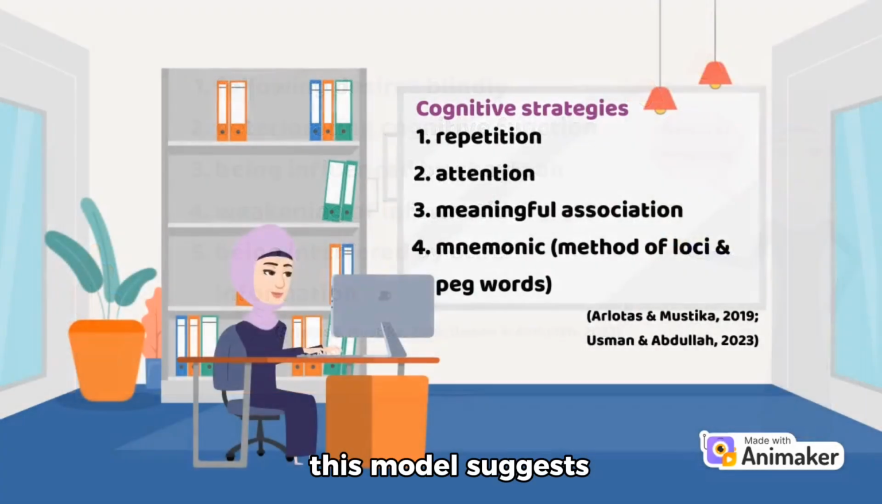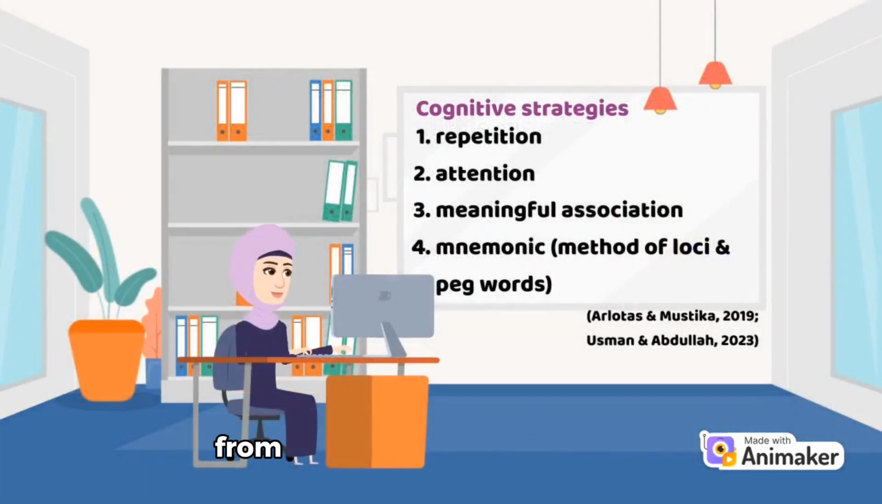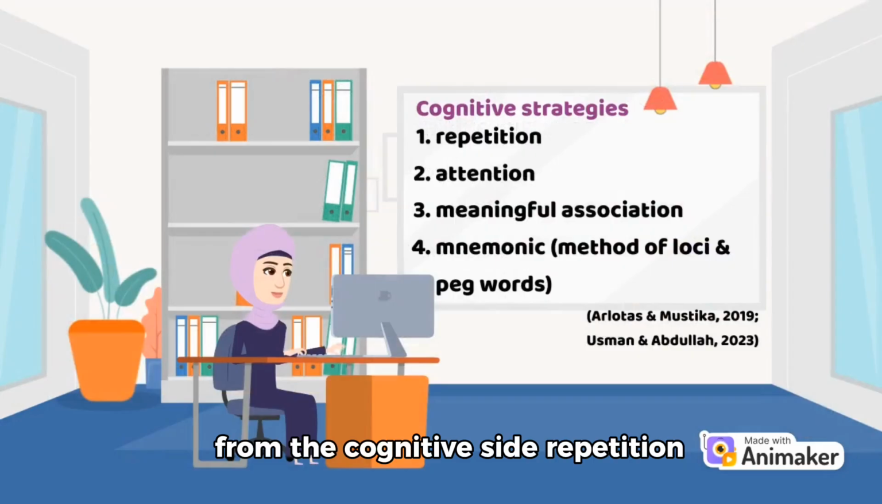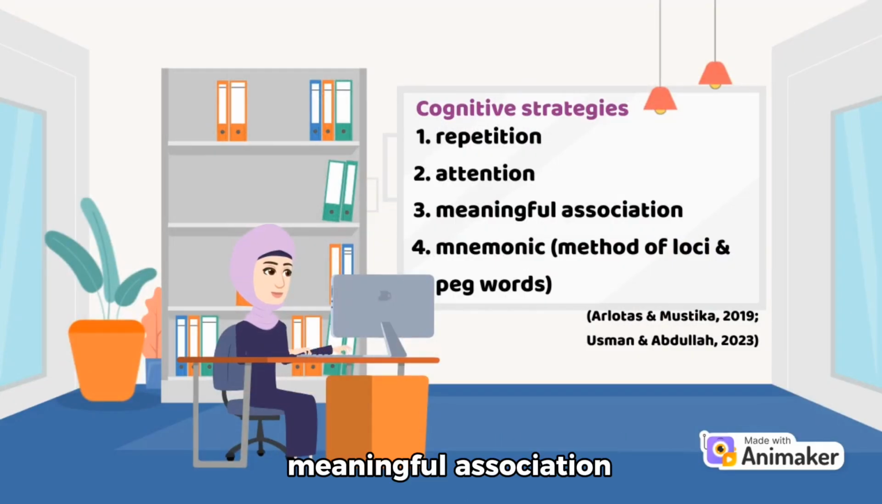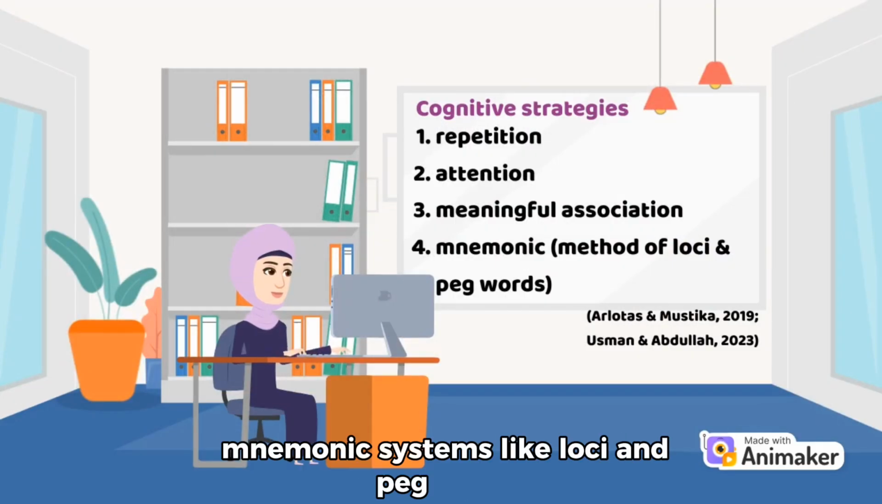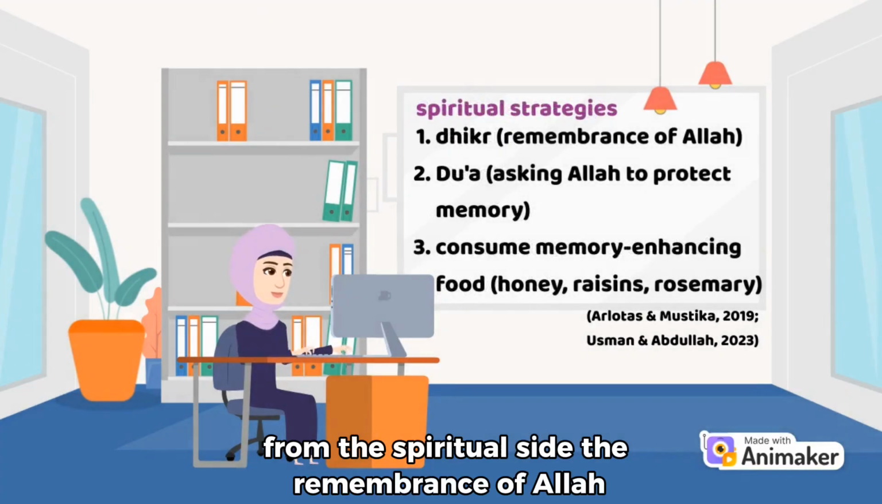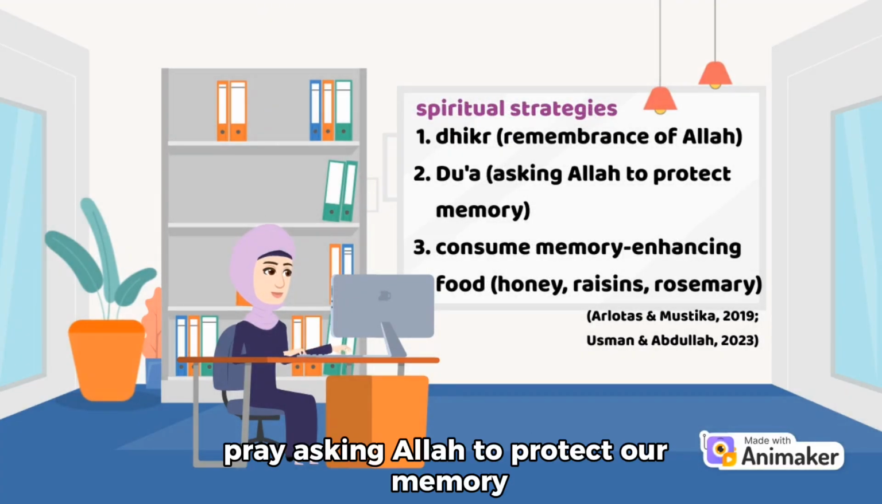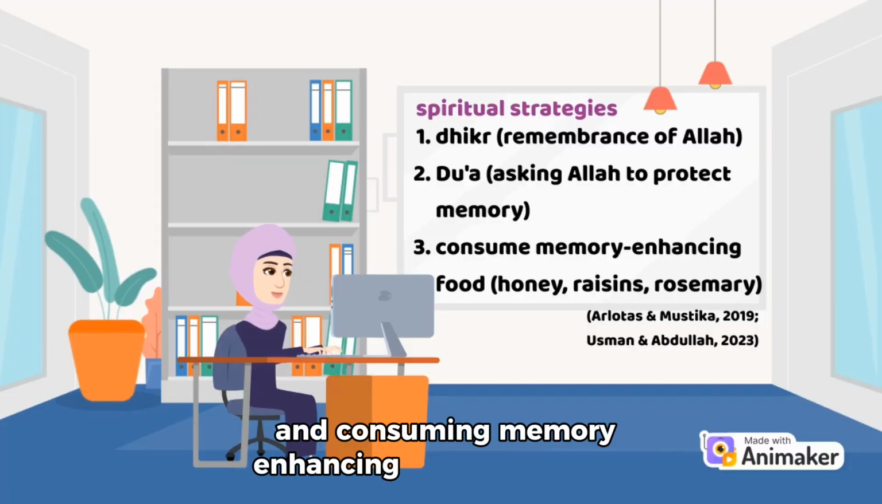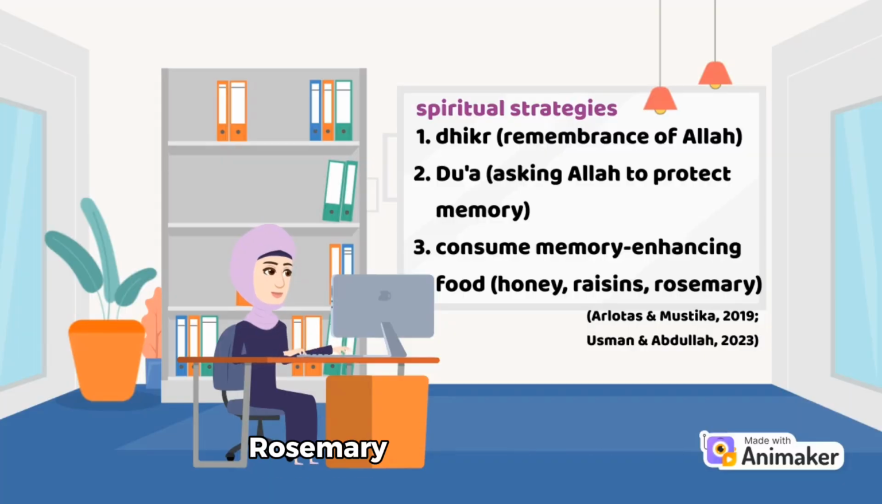This model suggests integrative strategies for remembering. From the cognitive side: repetition, attention, meaningful association, mnemonic systems like loci and peg words. From the spiritual side: the remembrance of Allah, prayer, asking Allah to protect our memory, and consuming memory-enhancing foods, like honey, raisins, rosemary.